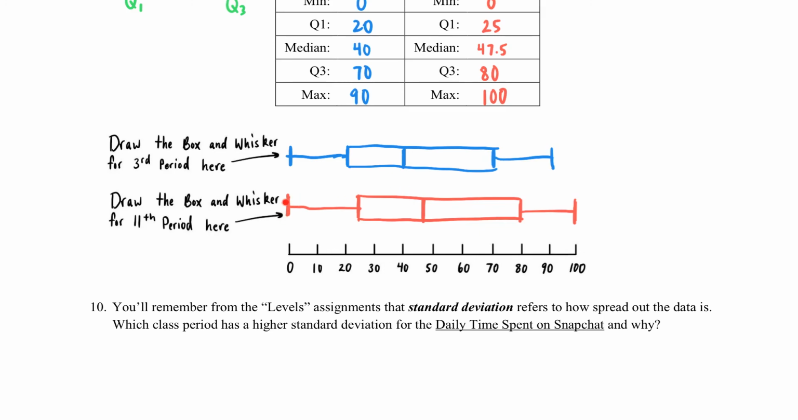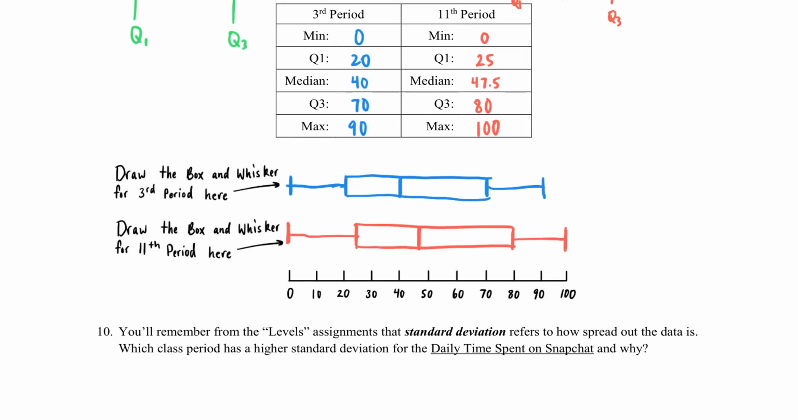The range here between the minimum and the maximum is 100 versus 90 here. This one only spans 90, right? See how we're going from 0 to 90 versus 0 to 100. So this has a little bit of a wider range, which doesn't always guarantee that your standard deviation is higher, but that's a good starting place.